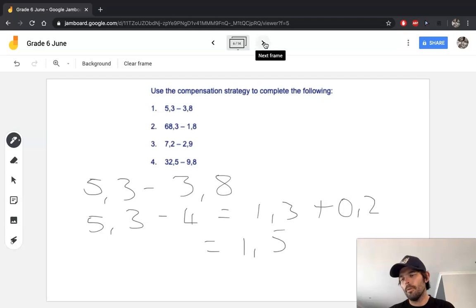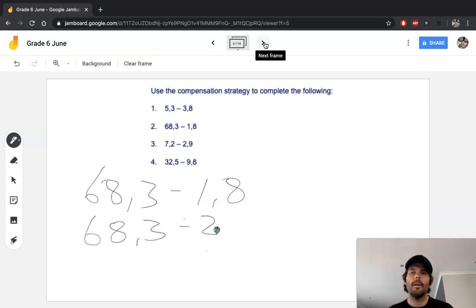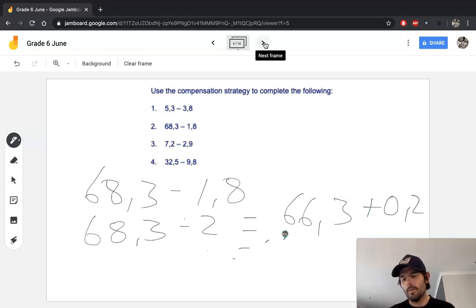Your second example, 68,3 minus 1,8. Again, what I'm going to do is round the 1,8 to 2. So what I'm actually doing effectively is taking away an additional 2/10. We know that 68,3 minus 2 is 66,3. I've subtracted an additional 2/10. I must now give those 2/10 back, and that's going to give me 66,5.